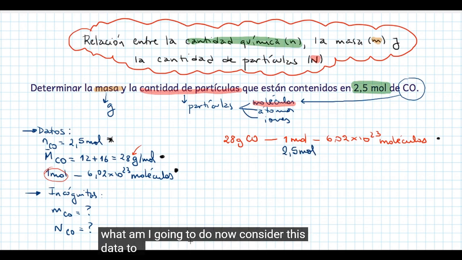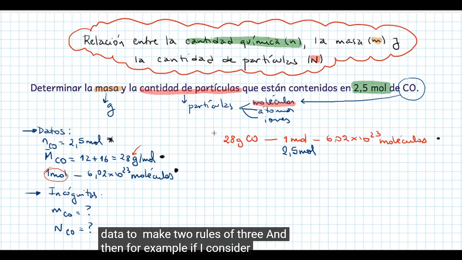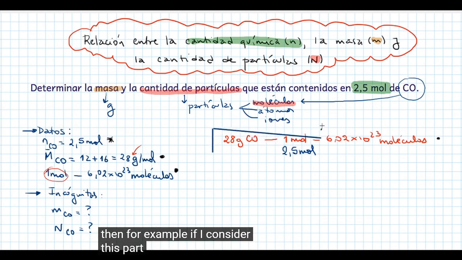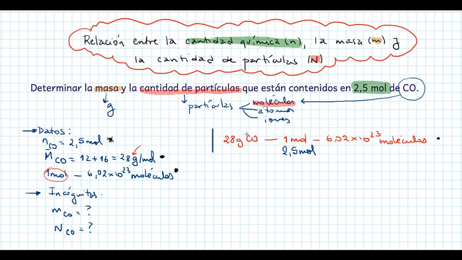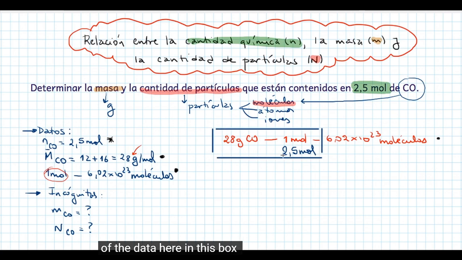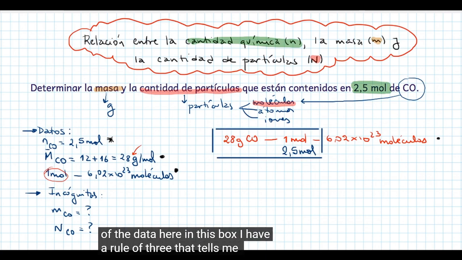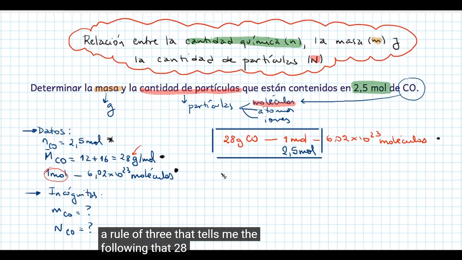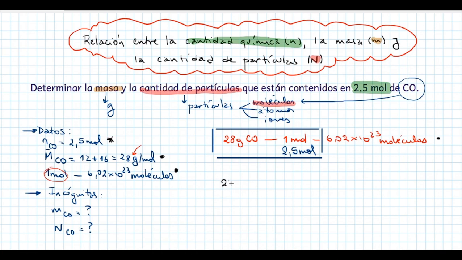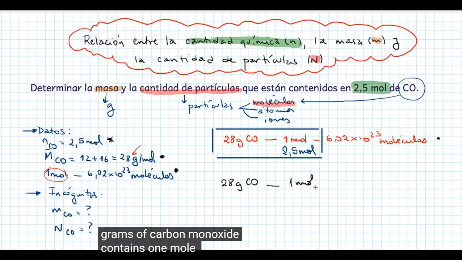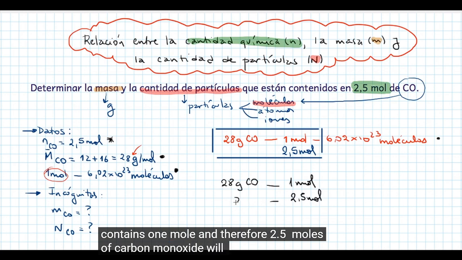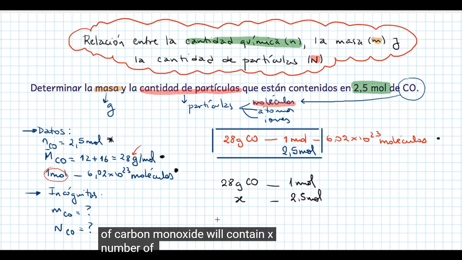Consider this data to make two rules of 3. For example, if I consider this part of the data here in this box, I have a rule of 3 that tells me the following: that 28 grams of carbon monoxide contains 1 mole and therefore 2.5 moles of carbon monoxide will contain X number of grams.